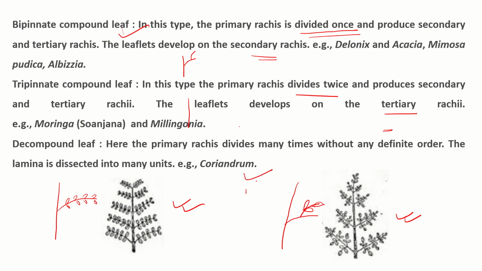Okay, this is found in coriandrum. This is found in moringa also.